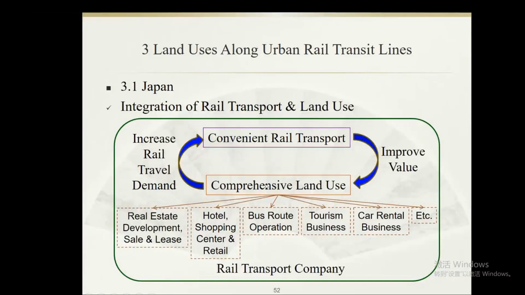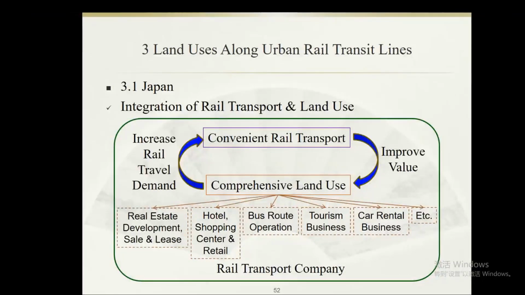For each rail station, this is very important: integration of rail transport and land use. Comprehensive land use around each station means around each rail station we have real estate development, hotels, shopping centers, bus route operation, tourist business, car rental business. And then this will increase the rail travel demand. Increased rail travel demand will make more railway lines, and we will have convenient rail transport. Convenient rail transport will improve the value of the land around a railway station.